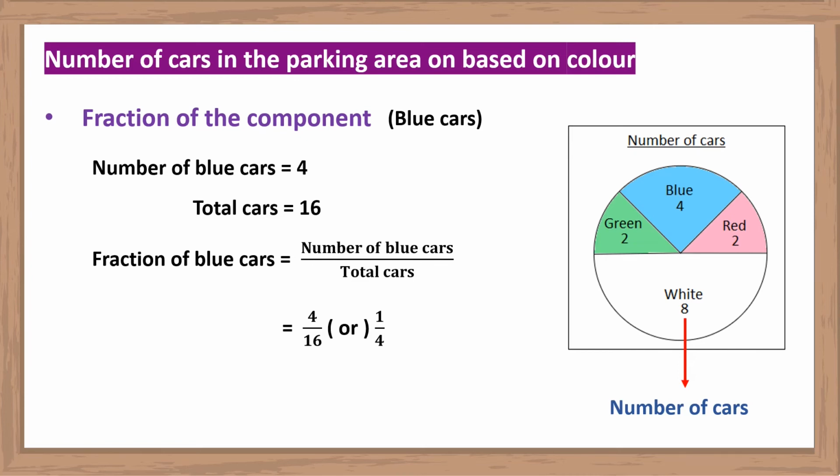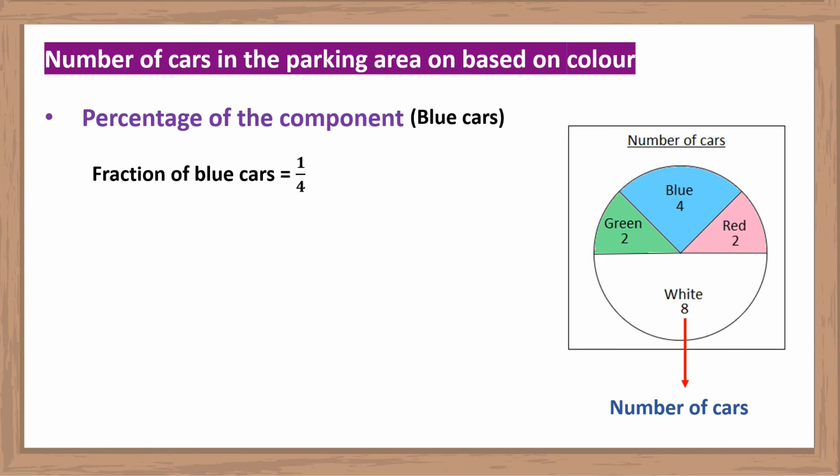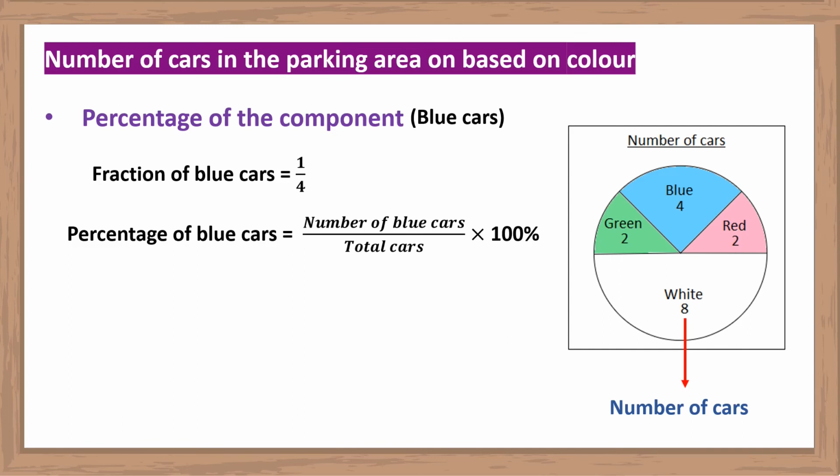Next, let's find the percentage of blue cars. The percentage can be easily calculated by multiplying the fraction of the component by 100 and adding the percentage symbol. We have found the fraction of the blue cars is 1 by 4. That is, the percentage of the blue cars is 1 by 4 into 100, which is 25%.